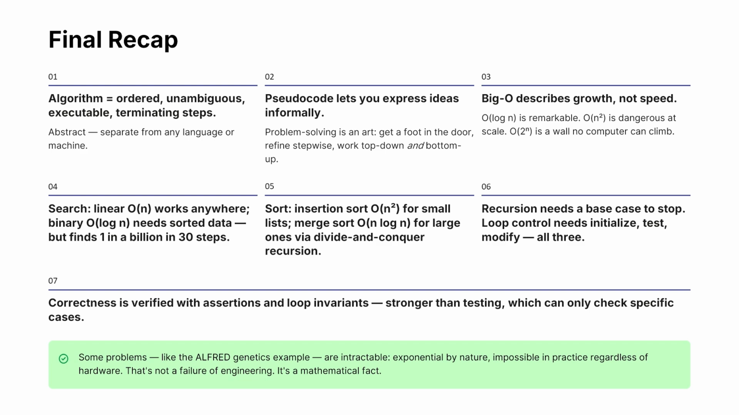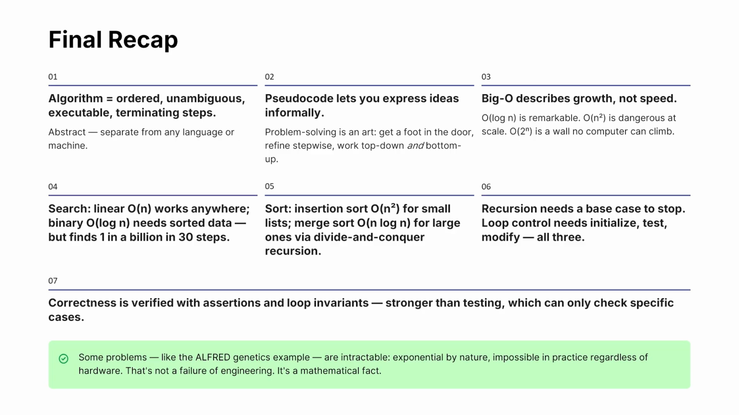Big O notation describes how running time grows with input size. O of log n is remarkable. O of n squared is fine for small inputs, dangerous for large ones. O of 2 to the power of n is a wall that no computer can climb.